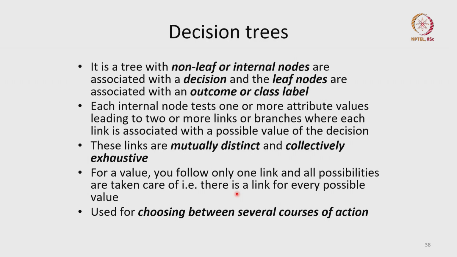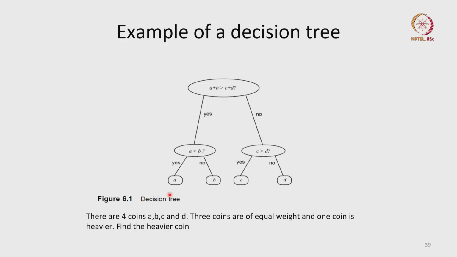So, it could be a decision tree. Of course, here we talk about making a decision on which class it belongs to, but it can be used for choosing between various courses of action. So, for example, if we take this particular example here, we have 4 coins A, B, C and D. The three coins are of equal weight and one coin is heavier. Find the heavier coin. So, how do we find this heavier coin? We consider 4 coins A, B, C and D. This decision tree tells you how to solve this problem.